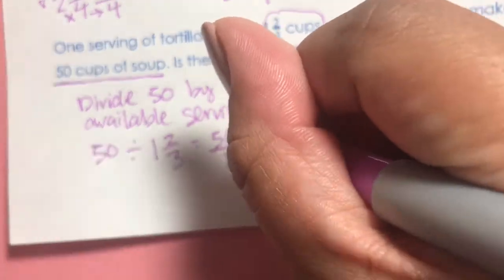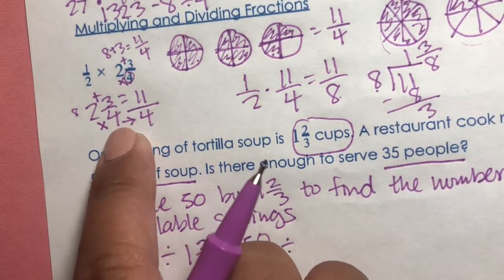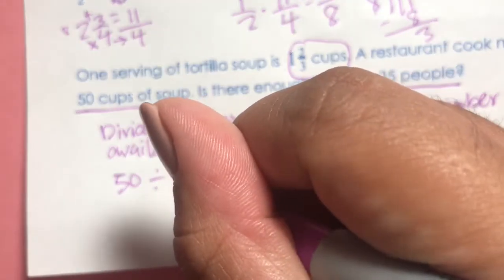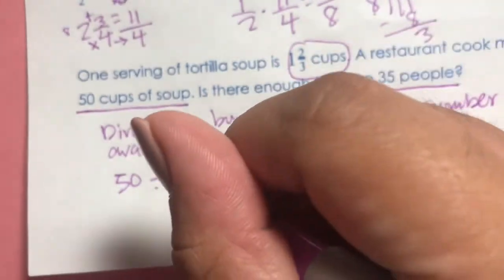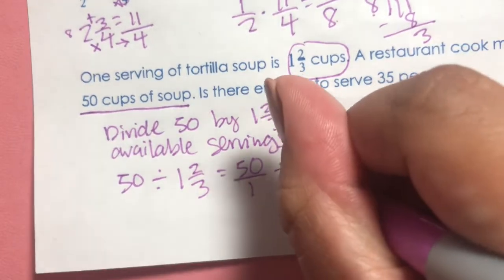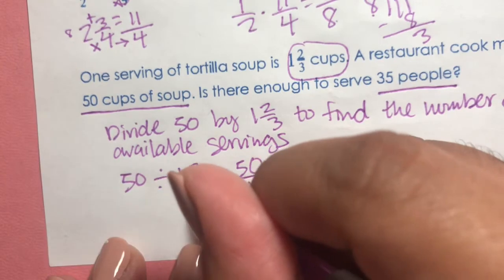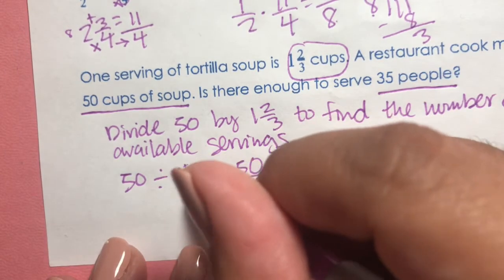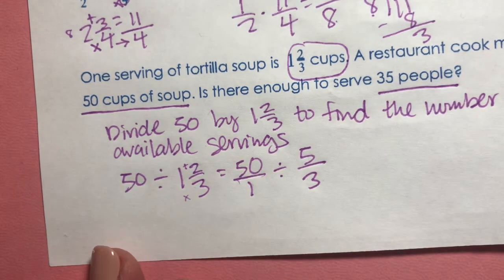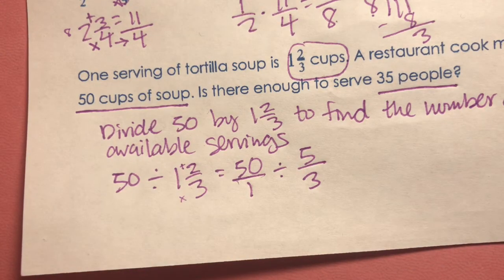We're dividing it by, so let's do our improper fraction. I'm going to do it the short way of turning our mixed number into an improper fraction by multiplying 3 times 1 plus 2. 3 times 1 is 3, plus 2 is 5, and then I just use the same denominator. That's how you turn your mixed number into an improper fraction. Now we are ready to divide.